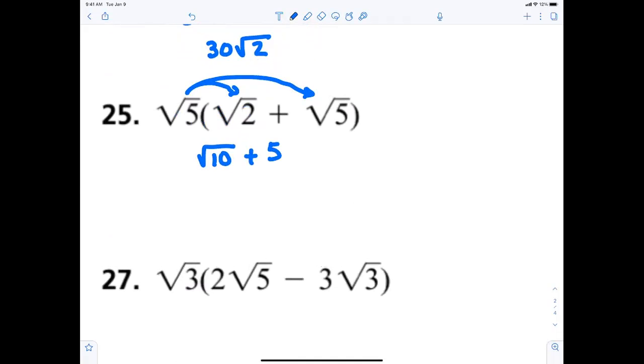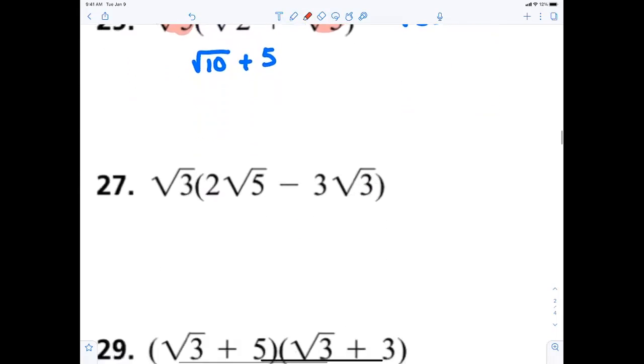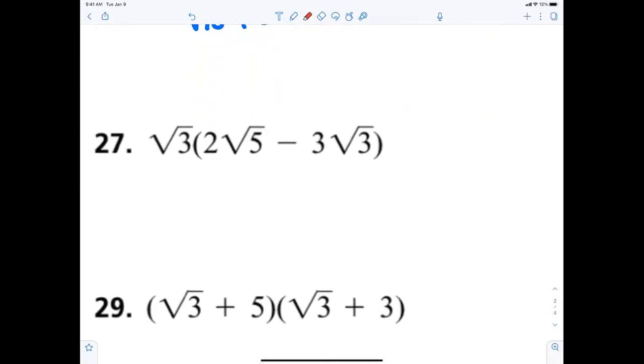Now, some of you are like, yeah, 5 times 5 is 25. That is correct. Radical 5 times radical 5 is radical 25. And then what's the square root of 25? You're back to 5. So anytime you see the same number, radical 5 times radical 5, stop saying radical 25. Just tell me the answer is what? 5. All right, moving forward. Come on now. Concentrate.